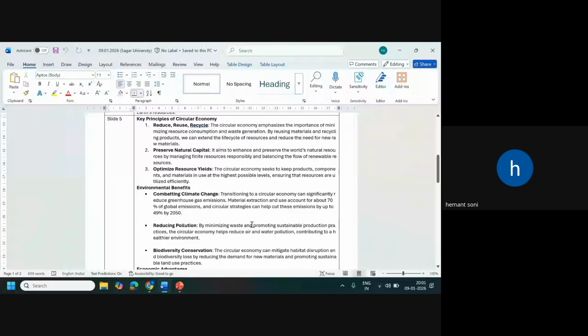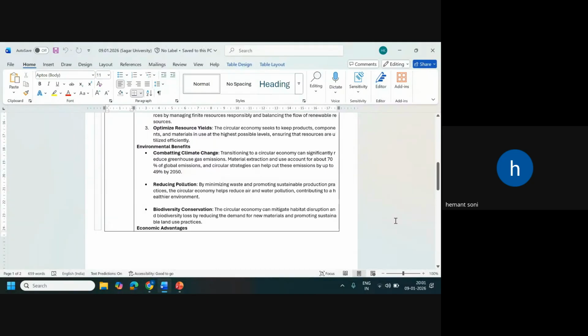Then the environmental benefits. The environmental benefit is combating climate change. Transitioning to a circular economy can significantly reduce greenhouse gas emissions. Obviously, because the emphasis itself is on using those production technology which has a minimum impact on the environment. So it can significantly reduce greenhouse gas emissions. Material extraction and use account for about 70% of global emissions, and circular strategies can help cut these emissions by up to 49% by 2050.